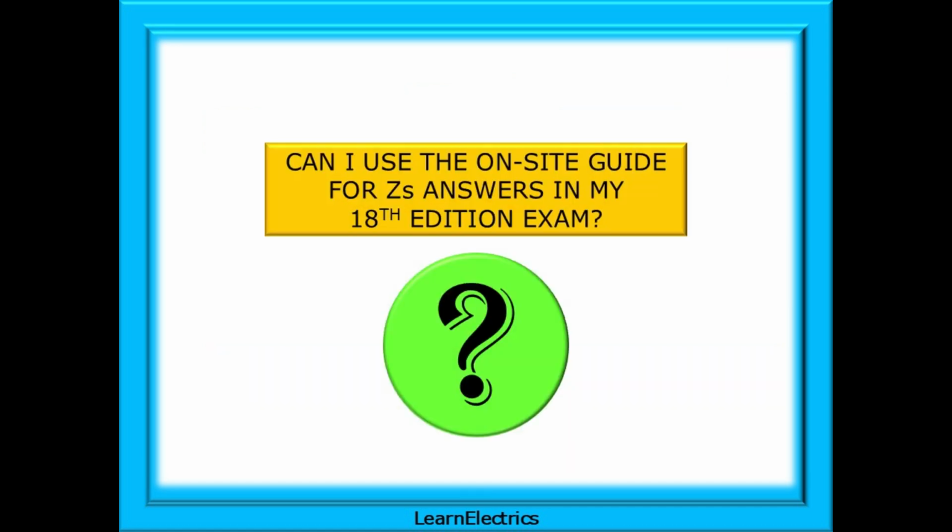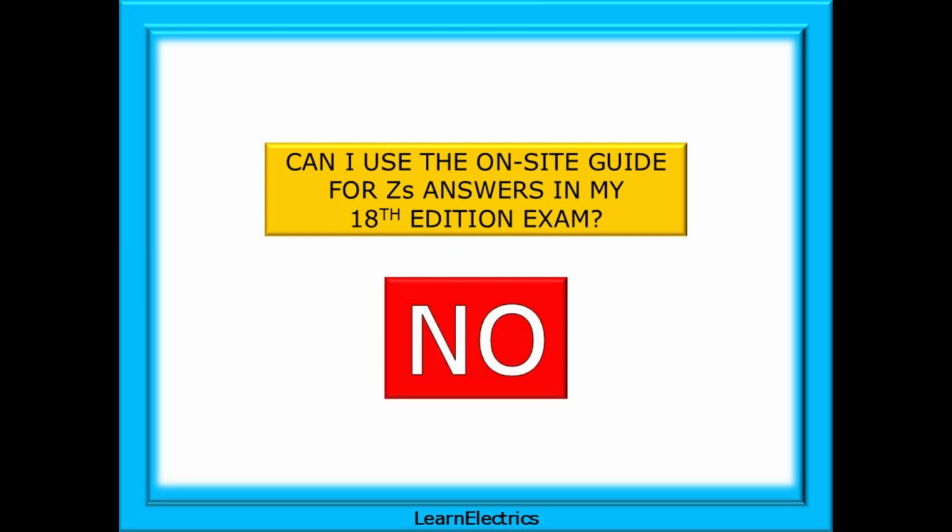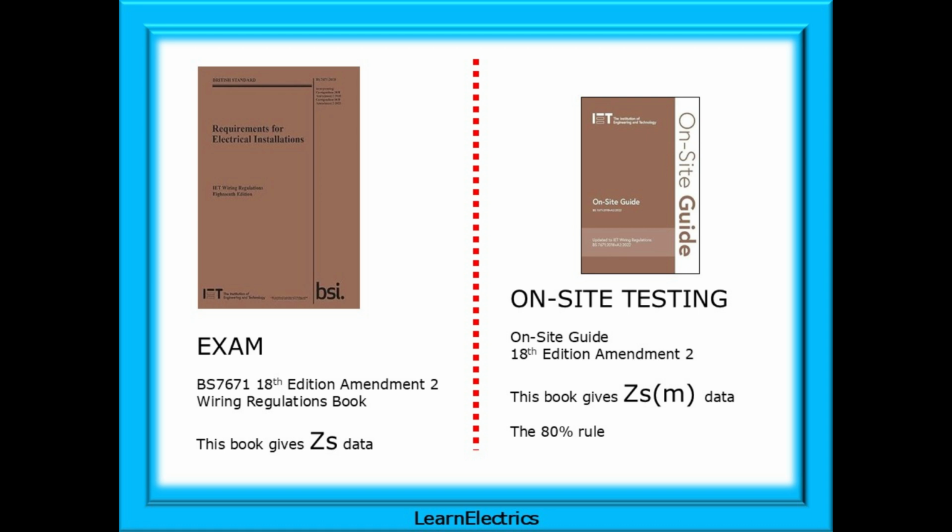One big question often asked, can I use the On-Site Guide for Zs answers in my 18th edition exam? A simple answer, no. The only book that you can take into an 18th edition exam is the Brown 18th edition Amendment 2 BS 7671 Wiring Regulations book. The answers to all the exam questions will be found in this book, all of them. In the exam, use the big brown book.